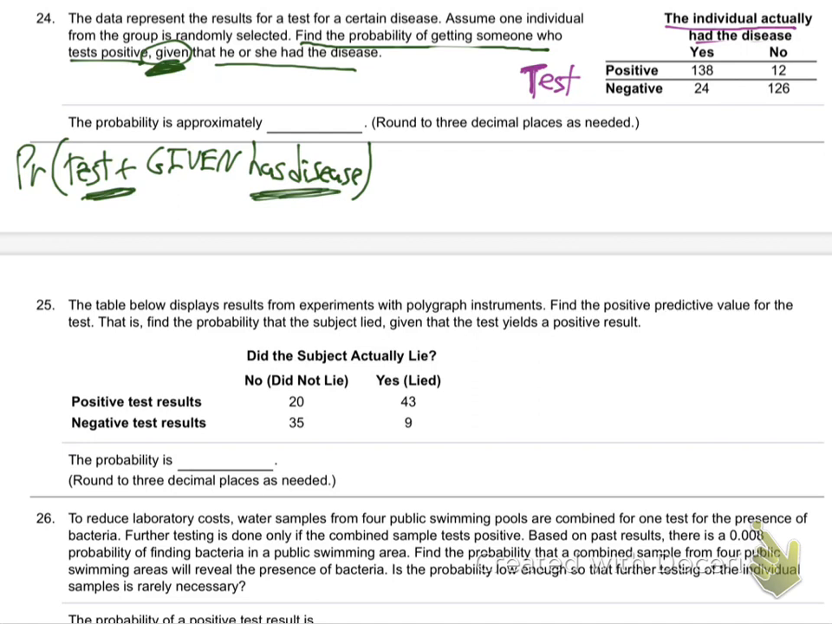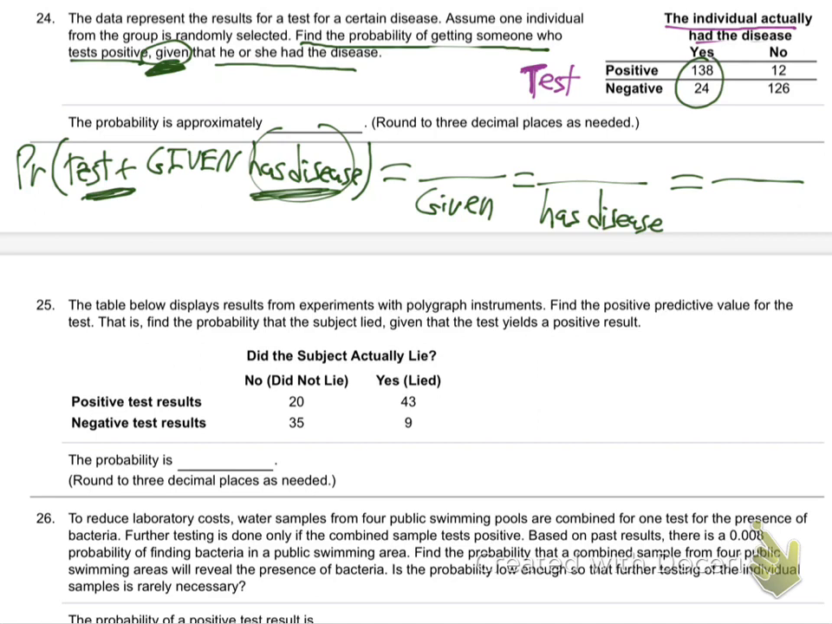Well, for given, the given always goes in the denominator because it's what we know, it's what's for sure, it defines the possible items. So what are we given again? The person has the disease. Well, who are all the people that have the disease on this problem? It's these two groups, right? Because they're under the yes, have disease. So 138 plus 24. And among those people, how many test positive?